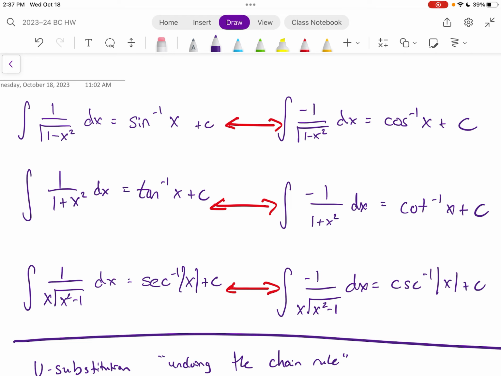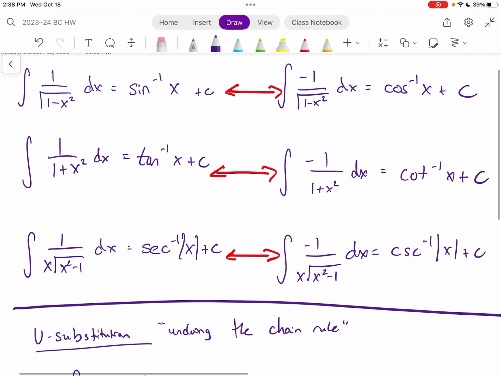So all we really have to do is memorize the patterns on the left and then know that the patterns on the right are the negative versions. Okay, but we don't have to really worry about that today. What we're going to talk about today is U substitution, or undoing the chain rule.